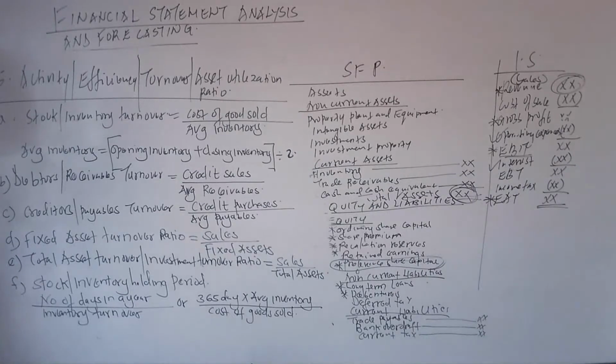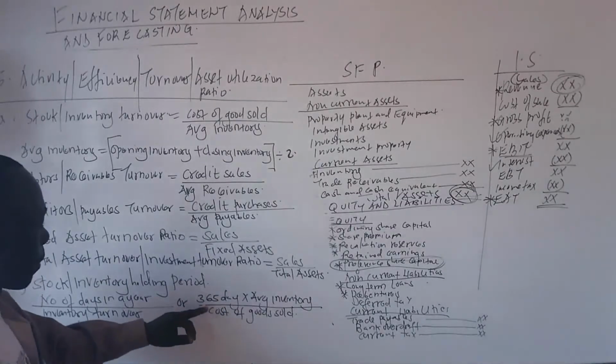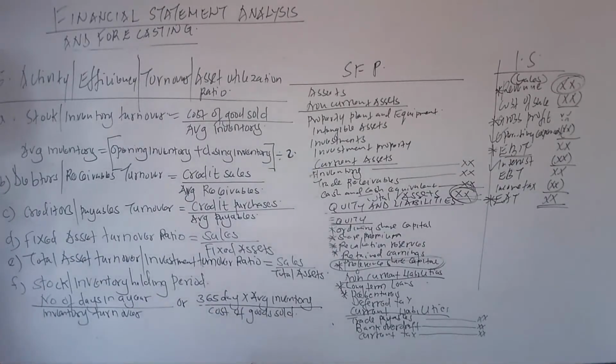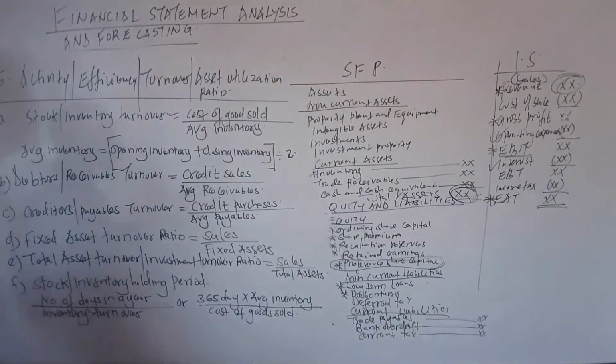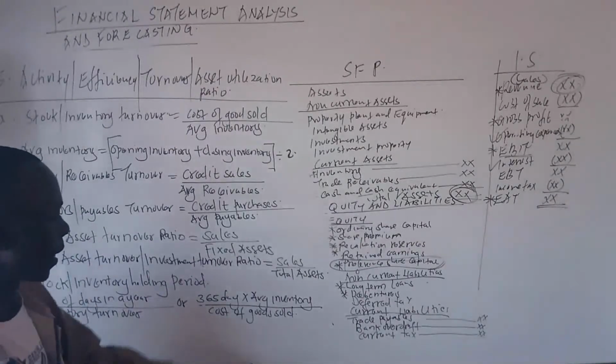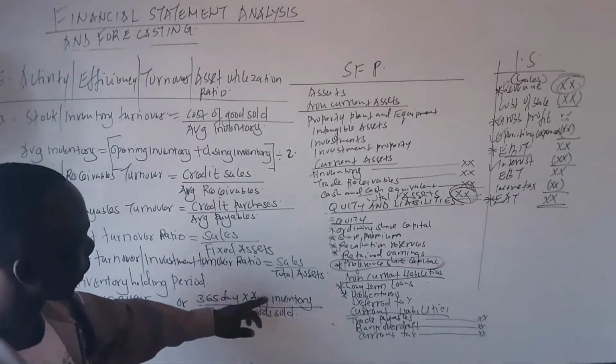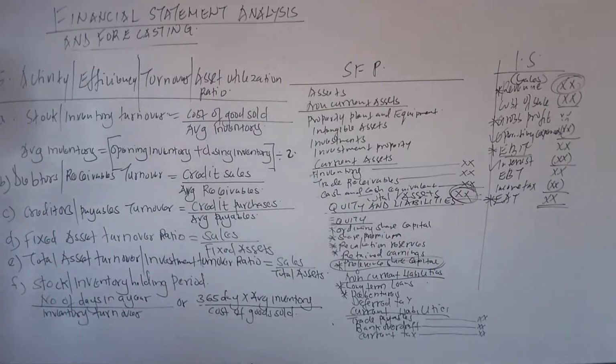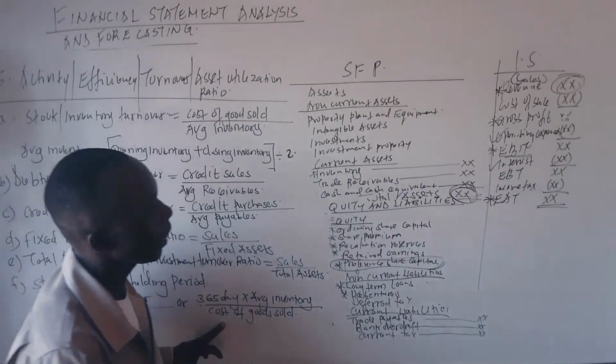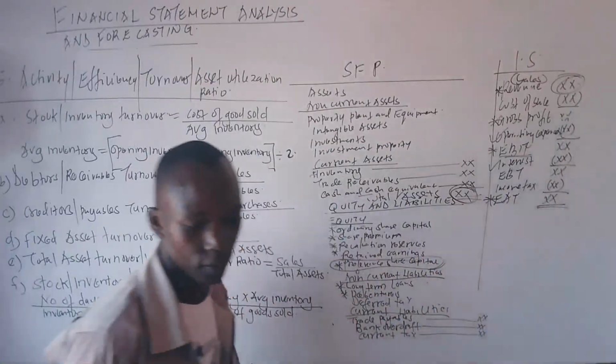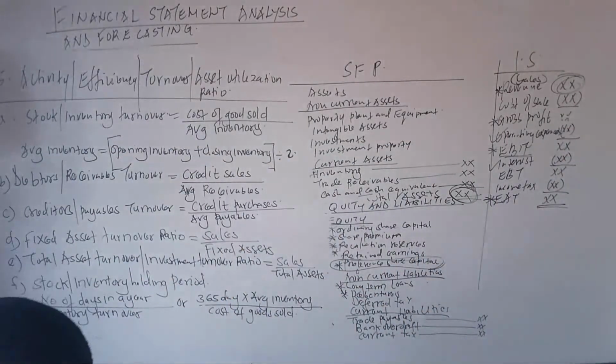Cost of goods sold is the same as cost of sales. The number of days can be 365 or 360, depending on what the examiner has given you. Average inventory is the opening plus closing, divided by 2. Then you divide by the cost of sales.